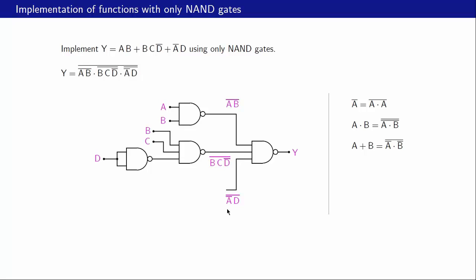And this term can also be implemented using a 2 input NAND gate with inputs A bar and D, like that. So this is A bar and this is D, and again A bar has been obtained from A using this NAND gate. So this is our overall implementation of the logical function Y using only NAND gates.